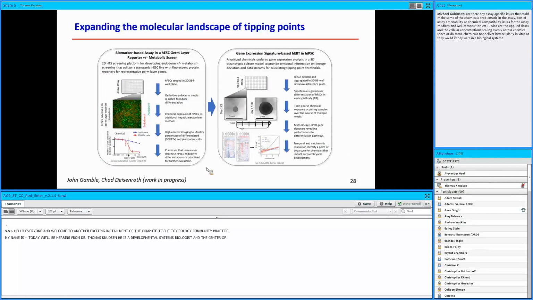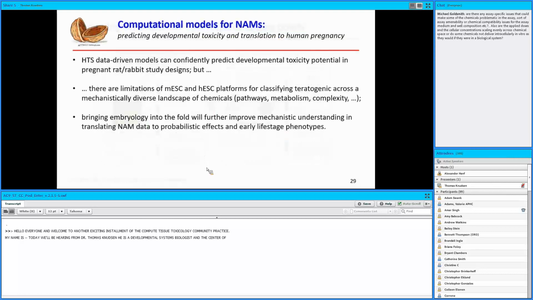Chad Deisenroth and John Gamble are working with a similar approach now to take that endomesodermal lineage and expand that across to get a broader representation of germ cell differentiation and looking for tipping points at the molecular level. And this work is just really getting started. I just wanted to call that work out.